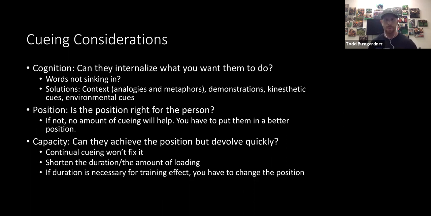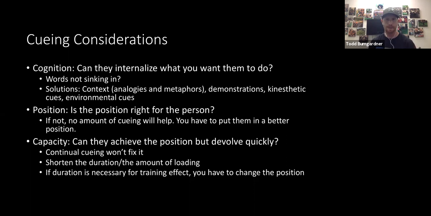You can teach them to fight to hold it. A lot of good things happen. And you don't have to cue as much. You don't have to say a bunch of stuff, and you can build the capacity. But if someone doesn't have the capacity to hold a position, then you can keep cueing them, but it's just going to be frustrating for both of you because they just don't have the raw materials to be there yet.